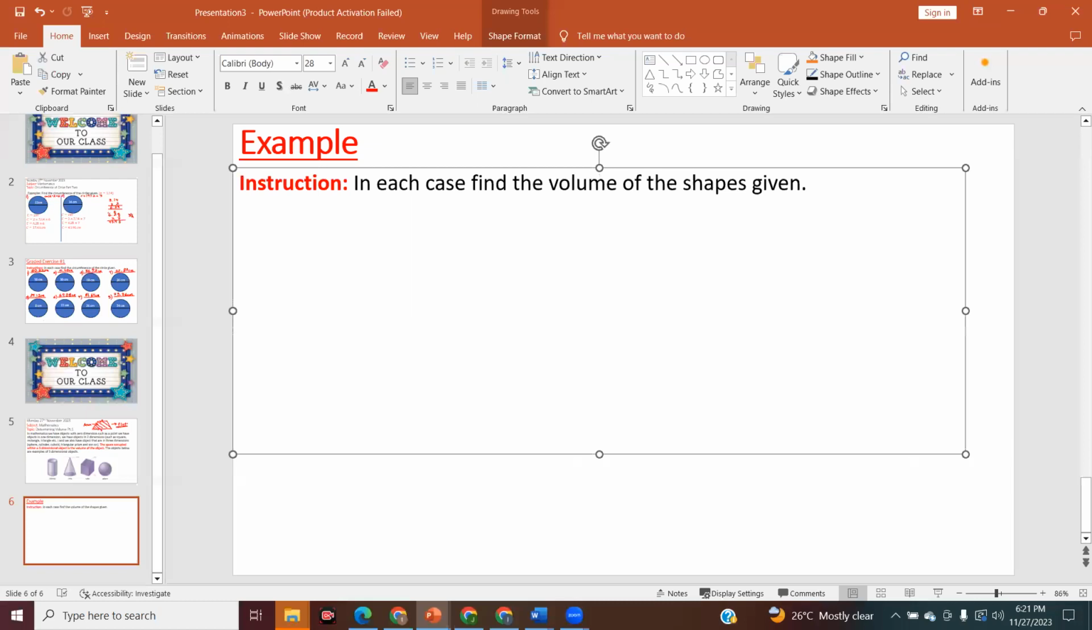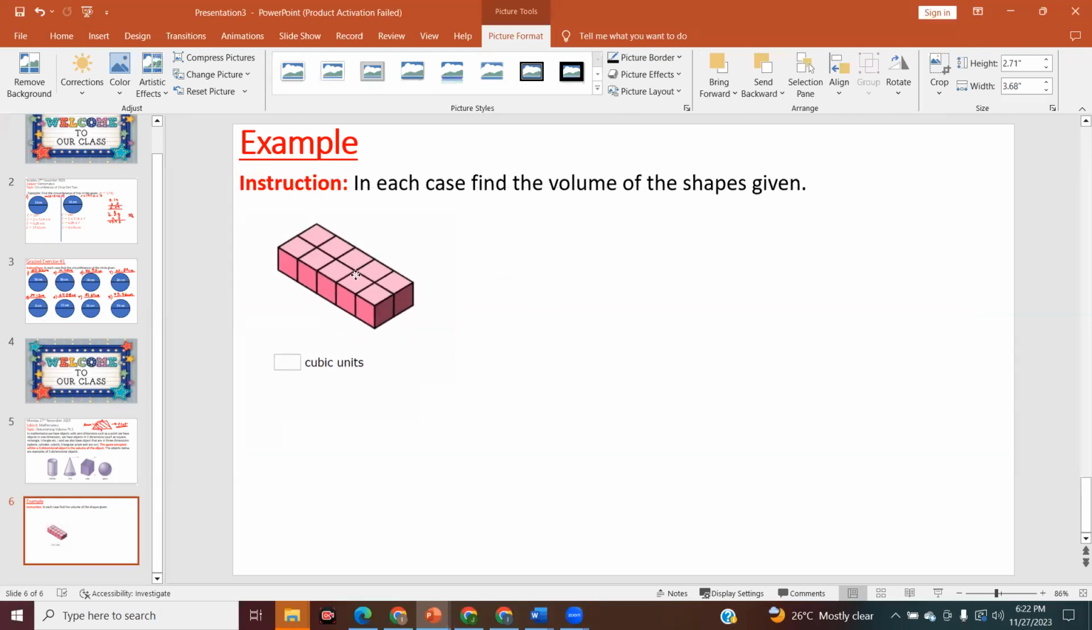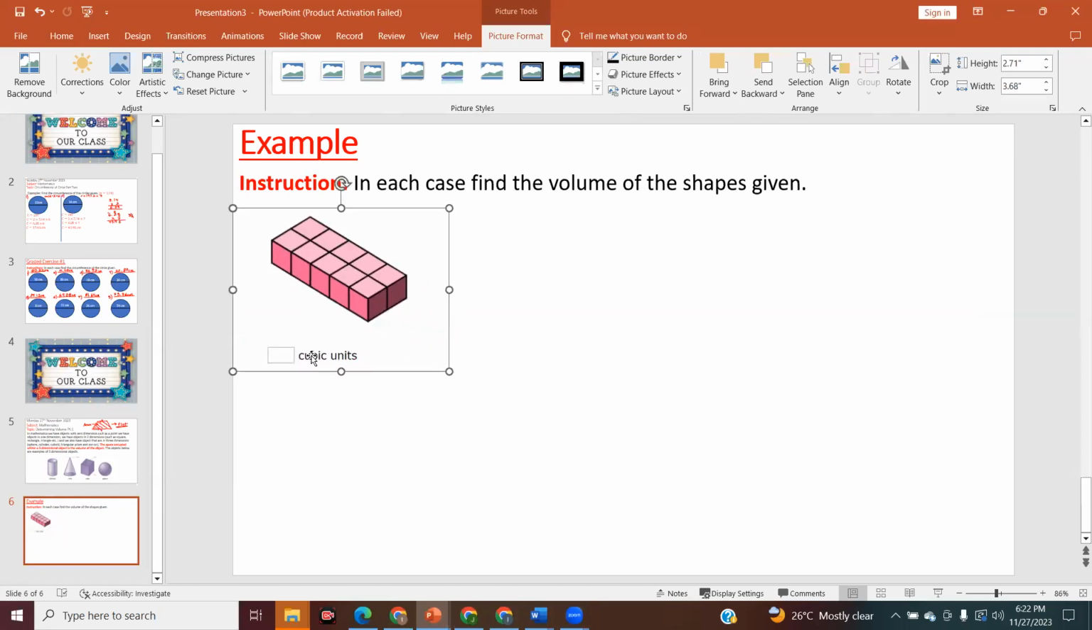So we want to figure out the volume of this shape. But let me put the shape on the screen for you. All right, this is a three-dimensional shape, right? In fact, we call this shape a rectangular prism. They want us to determine the volume of the shape basically by counting the number of cubic units.